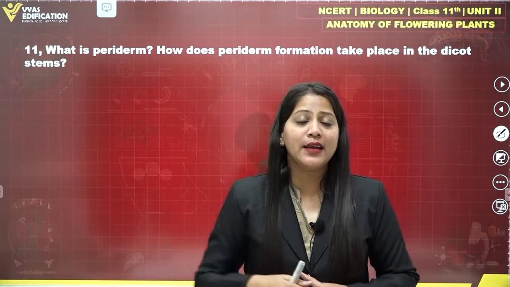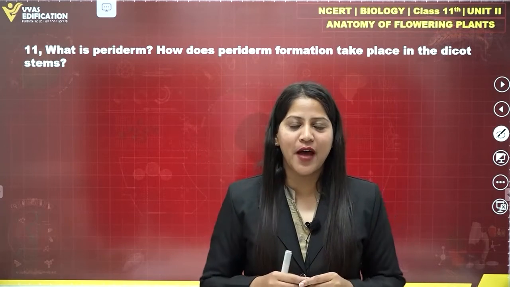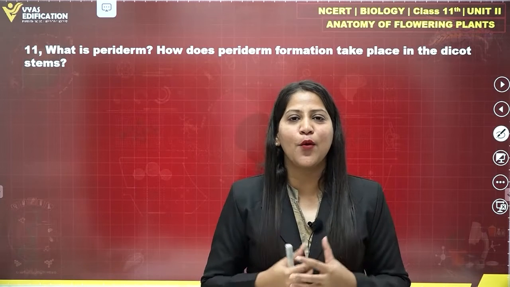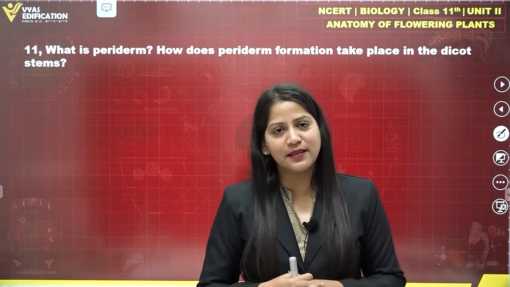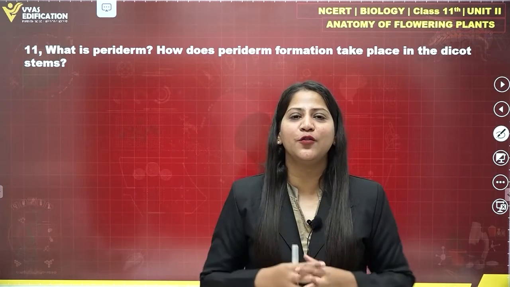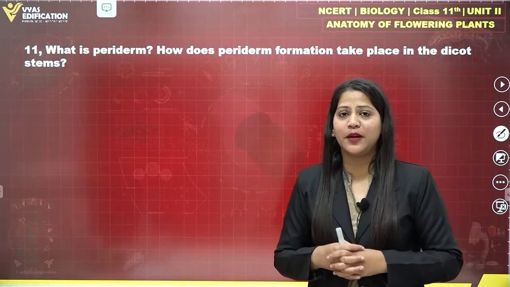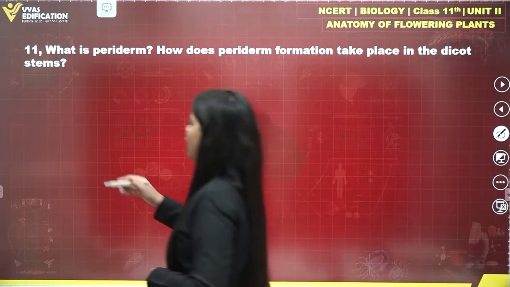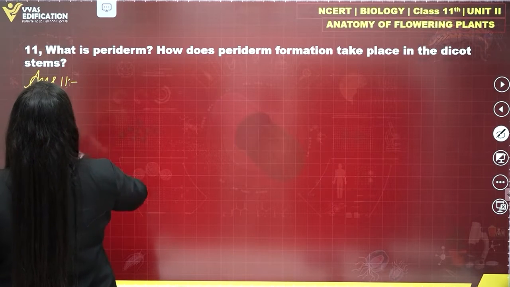The phellem layer on the outside has some aerating pores at some places, which are known as lenticels, and these lenticels help in gaseous exchange but are impervious to water. So this is the solution or explanation of question number 11. Let's write the answer for this. First of all, we are going to write what is periderm.